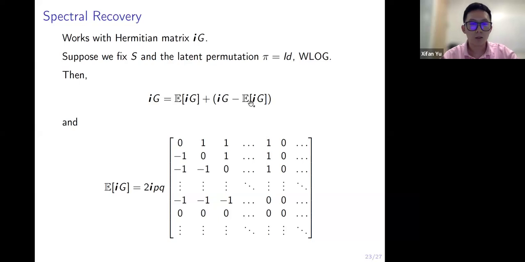And we know that the expectation of I times G has the following nice structure, which will be 2 times I times PQ times the following matrix, which has a non-zero block supported on the community S and zero everywhere else, and on the S by S block of this matrix, we get +1 in the upper diagonal and -1 in the lower diagonal.